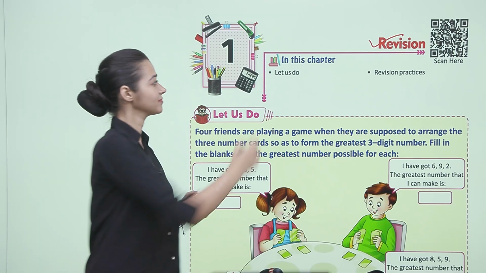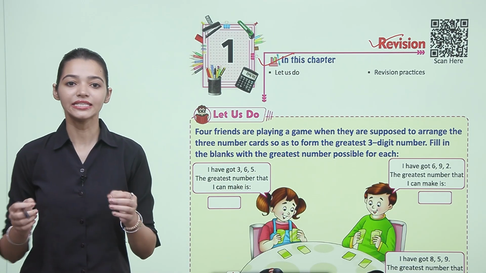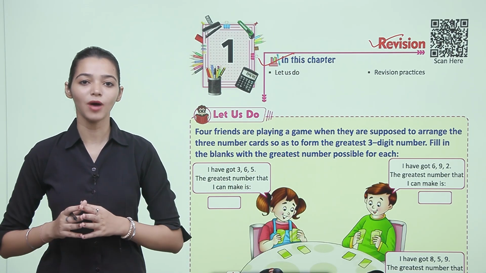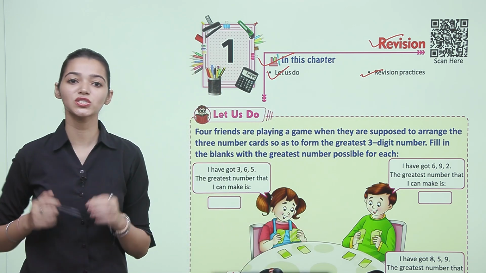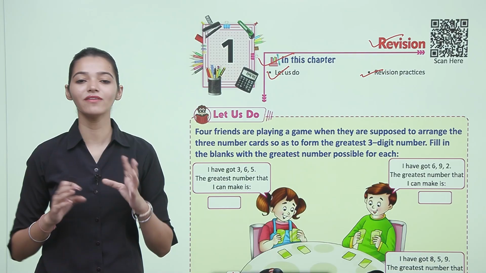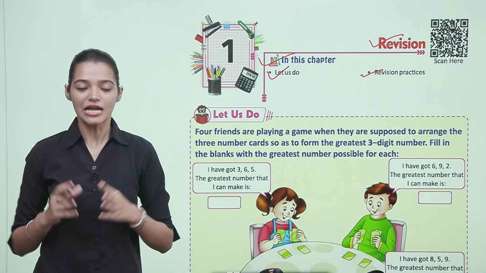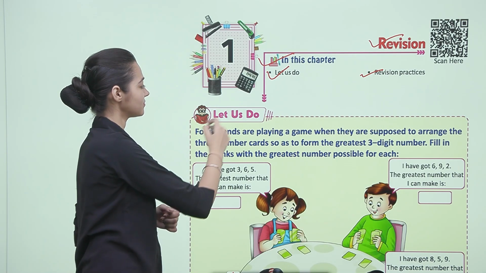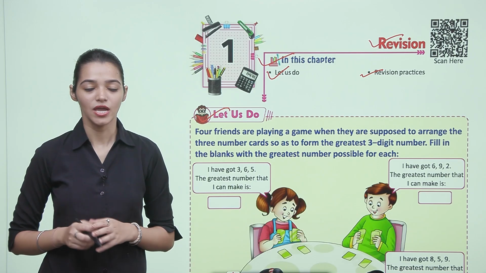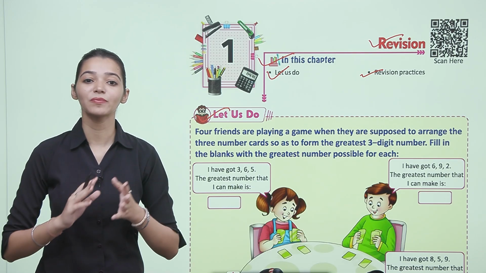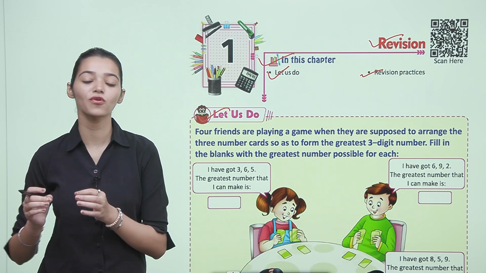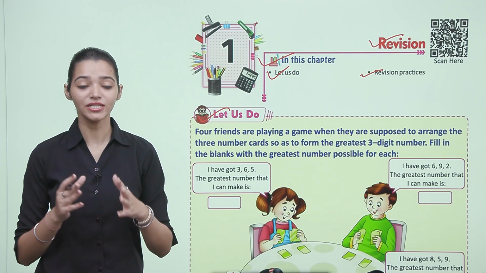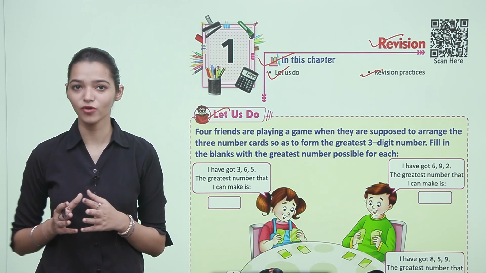Revision. In this chapter we will learn about Let Us Do and the revision practices that we have learned earlier in our classes. Now let's start with Let Us Do. Four friends are playing a game where they are supposed to arrange three number cards so as to form the greatest three-digit number. Fill in the blanks with the greatest number possible for each.